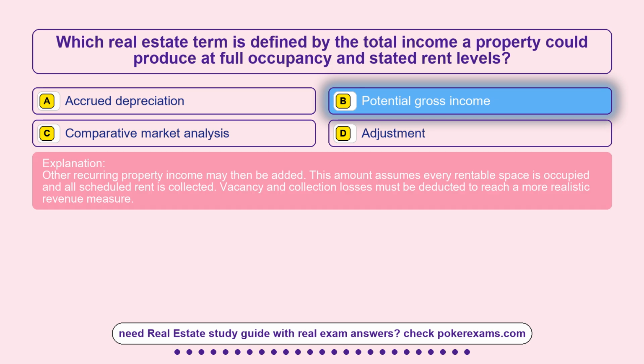Other recurring property income may then be added. This amount assumes every rentable space is occupied and all scheduled rent is collected. Vacancy and collection losses must be deducted to reach a more realistic revenue measure.